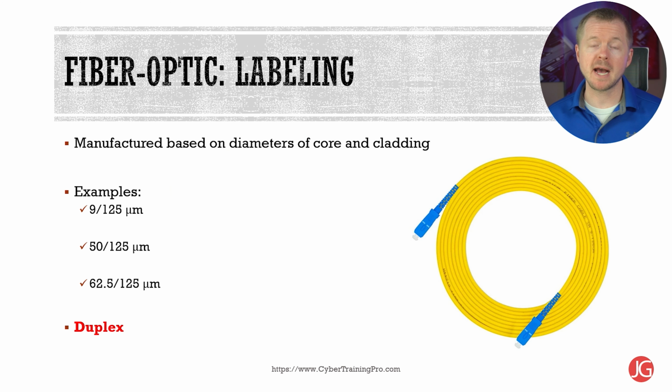Fiber cables are manufactured based on their diameters of core and cladding. For example, you might see some of the common numbers that we have on the screen here regarding cabling. Today, fiber is going to come with 2 cables paired together. We call this duplex fiber optic cabling, which allows 1 cable to send and 1 cable to receive.